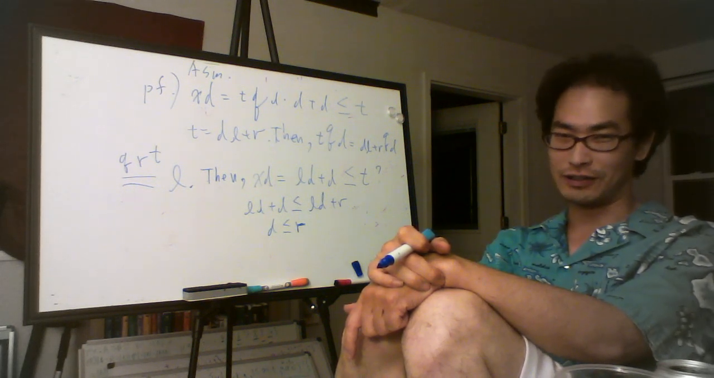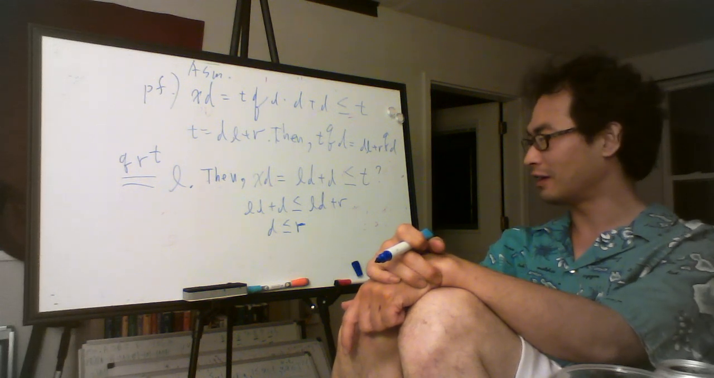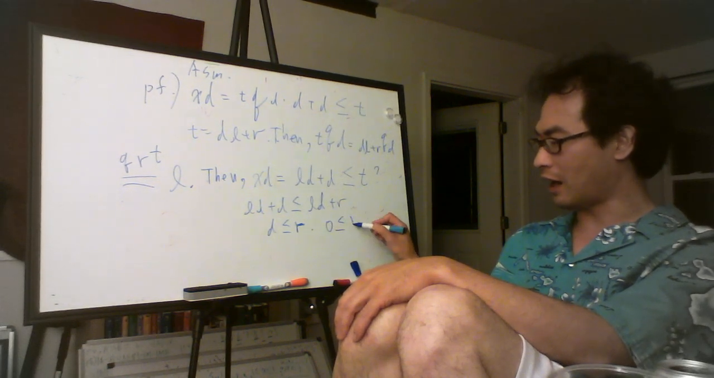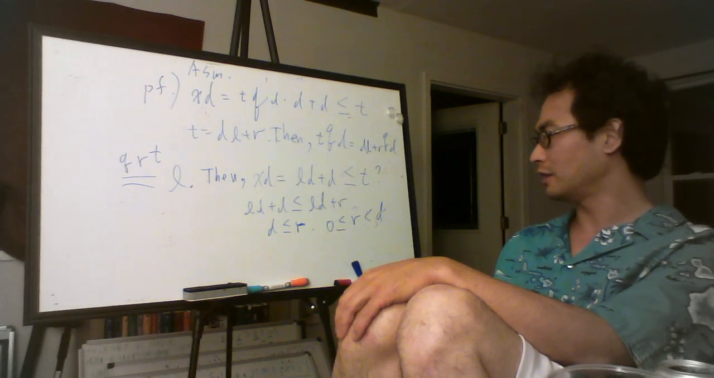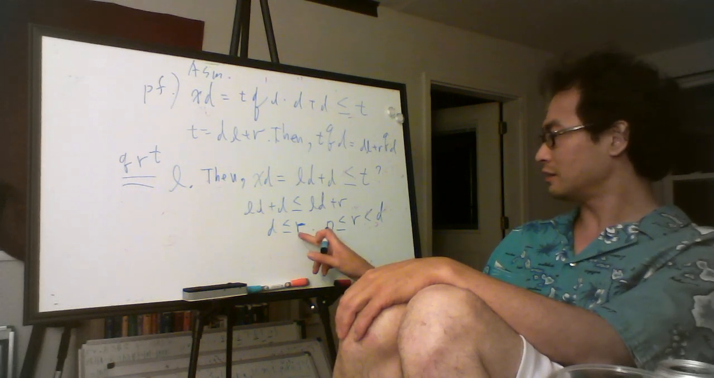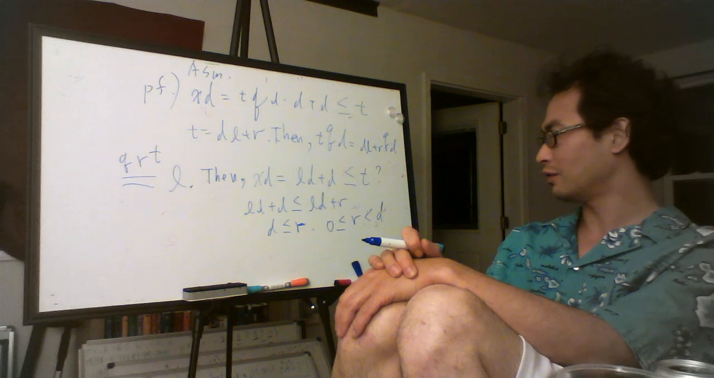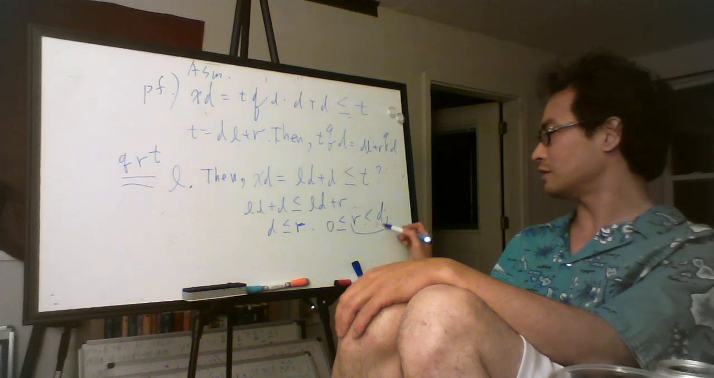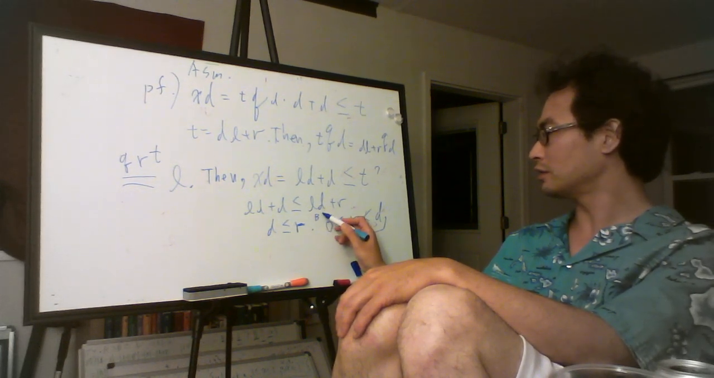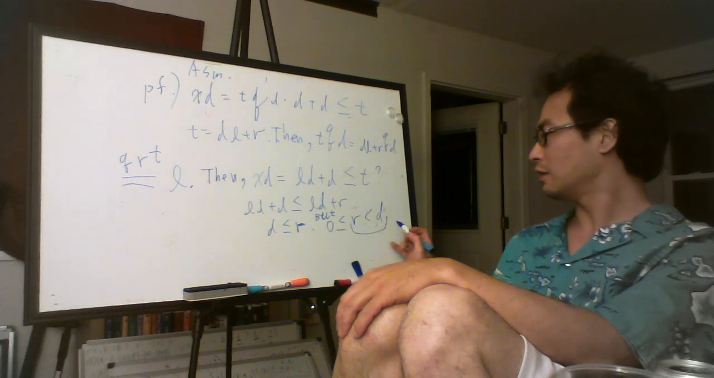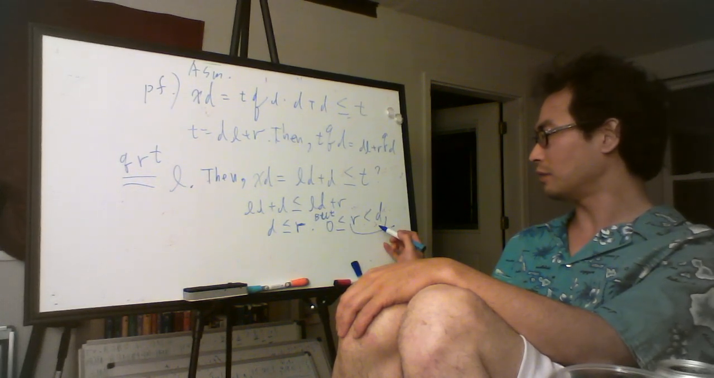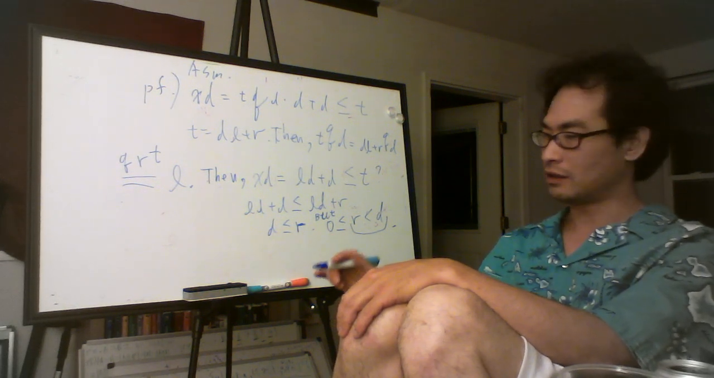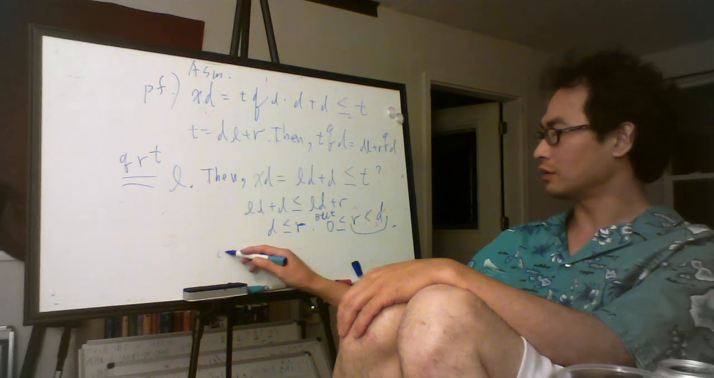It is a contradiction. Ladies and gentlemen, we found it, okay? Because we posited that R is less than D, strictly. And now we are saying D is less than or equal to R. It's the opposite of that. R is supposed to be less than D, but this is saying R is equal to or larger than D. Contradiction.